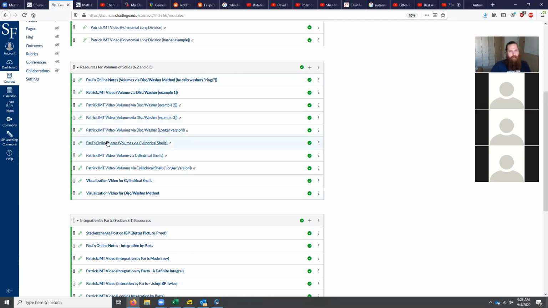There are lots and lots of good examples here. I've got several videos of Patrick JMT solving problems just like this. Those will be helpful. Try to visualize the strips, and if you're having trouble seeing how that connects to the solid overall, look at these two videos.